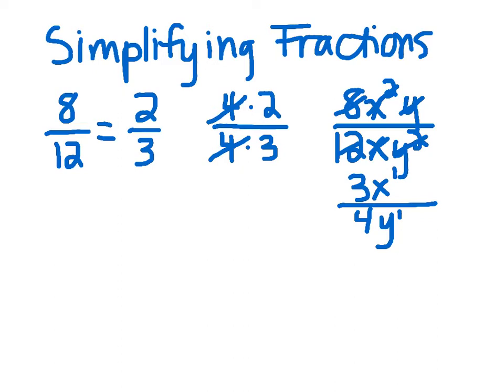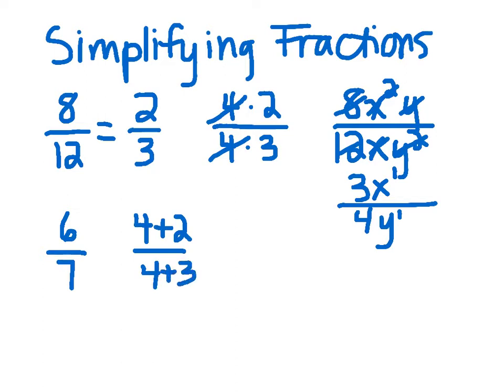So the first thing I want to make sure that you understand is that if I take, for example, the fraction 6/7, I could think of 6 as 4 plus 2 and 7 as 4 plus 3, but I can't cancel that out, because obviously 6/7 does not equal 2/3, and the reason is because these things are added together. And when I have things that are added together, I can't cancel out parts of them.